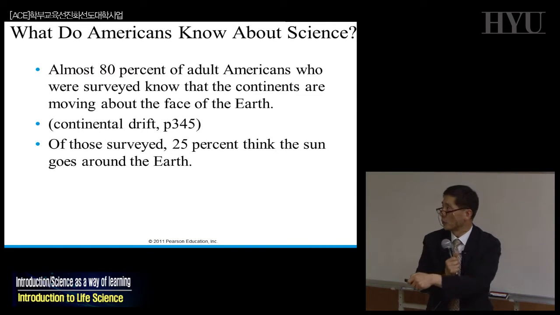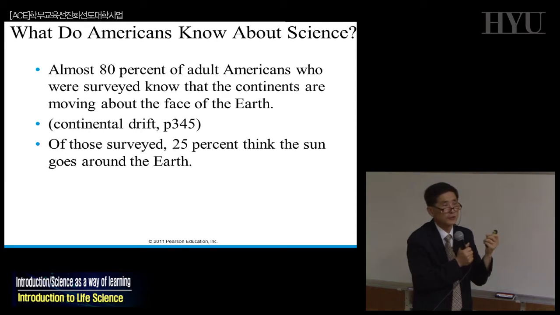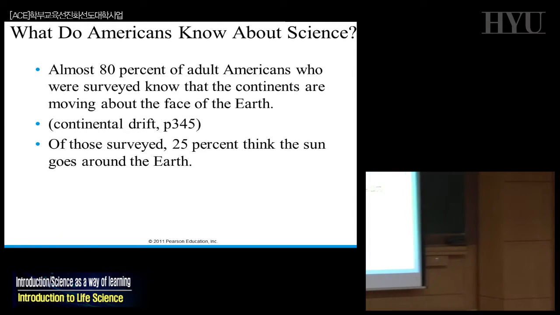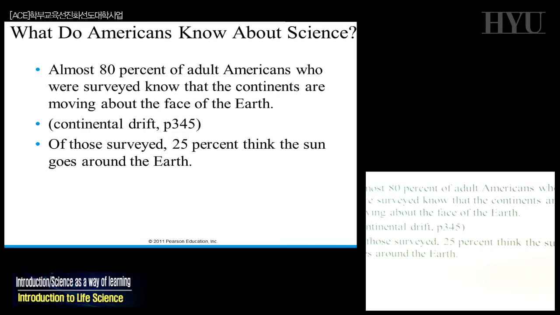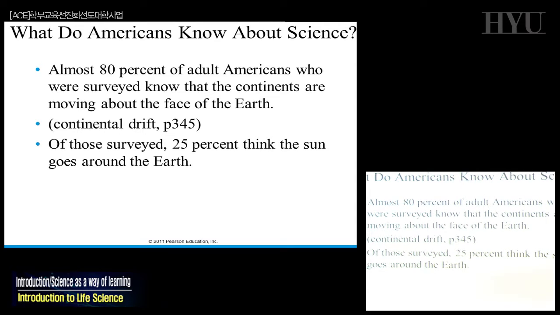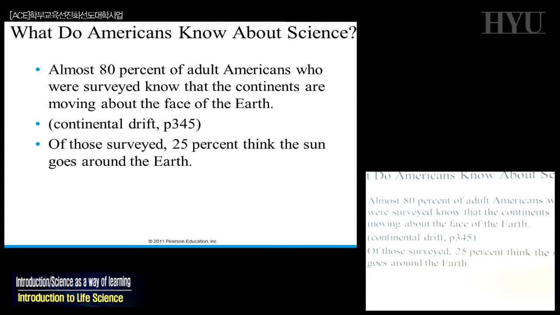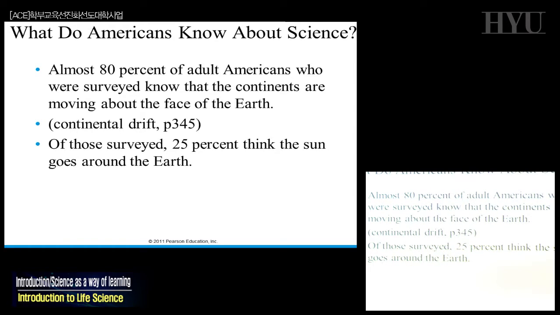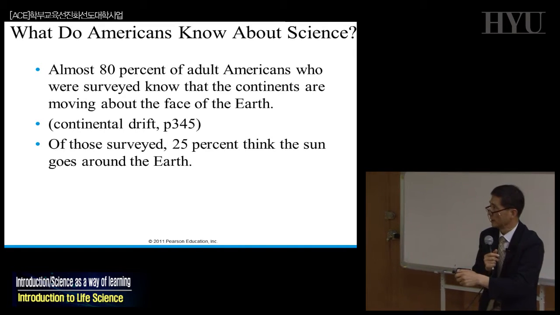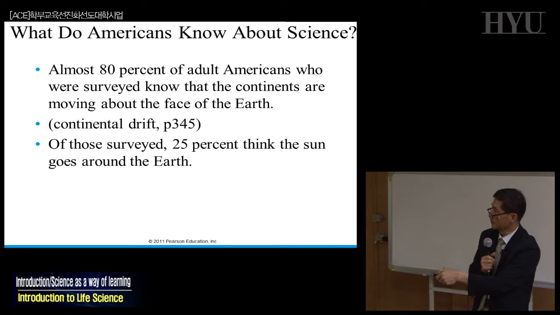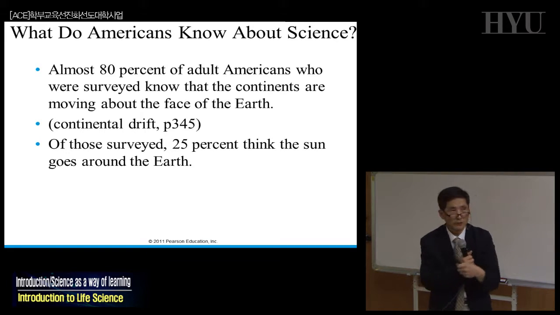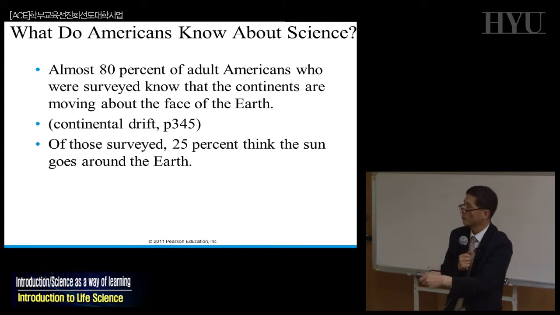But of those people, still 25% think Earth is the center of the universe and the sun goes around. Right? Is it true? No, it's the other way around, right? The sun is the center of our universe, and Earth goes around. So the point is we have a little bit of uneven knowledge of science. That's where we are. If you want to know about this, you can look up your book, 5th edition, page 345. We'll come back to that.